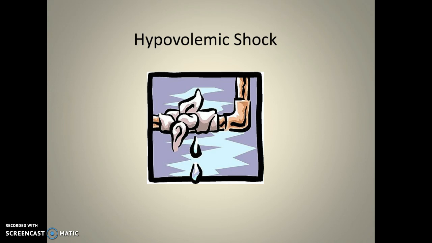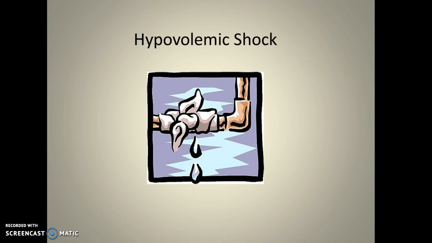Then you have relative hypovolemia. This is when fluid volume moves out of the vascular space into the extravascular space, also known as third spacing. So this is just a leakage of fluid and pooling of blood or fluid such as a bowel obstruction, an internal bleed, or even massive vasodilation.